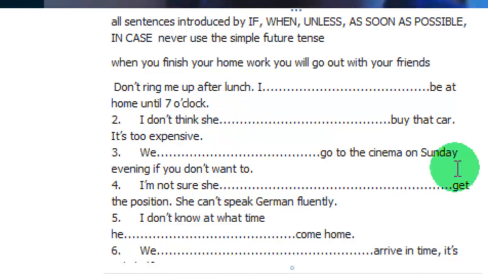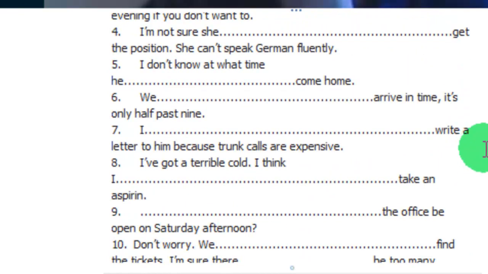Okay. Next one. I don't think she will buy that car. It's too expensive. Good. Number three. We will go to the cinema on Sunday evening if you don't want to. Okay.